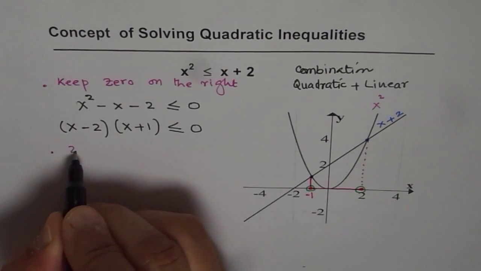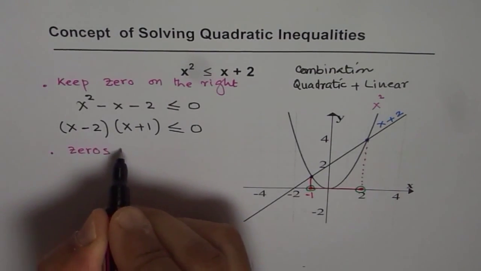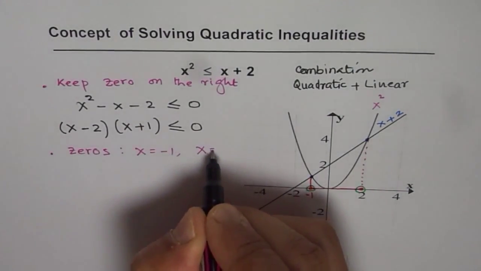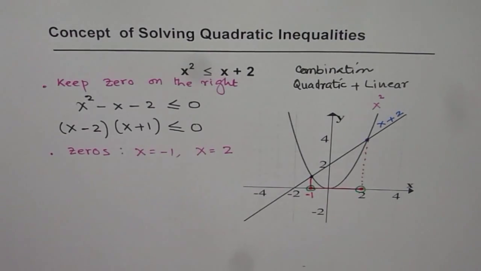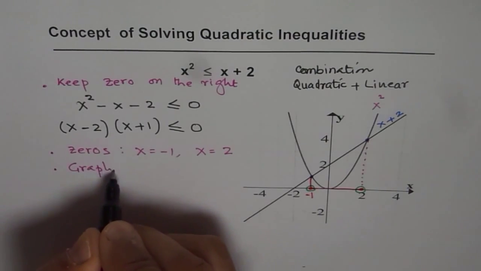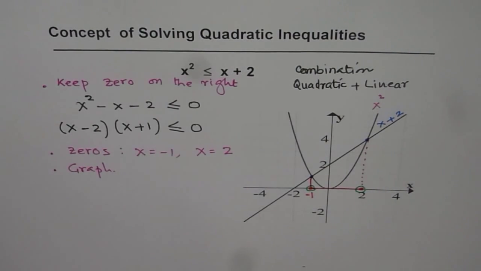So the idea is to get the zeros from here. And we get zeros at x equals -1 and at x equals 2, right? Now what to do with the zeros? One way is we could graph this function, right? Now we know the zeros, we can graph and figure out, correct?